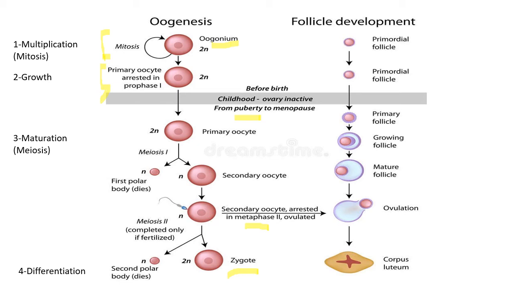So oogenesis has 3 phases in case there is no fertilization, and it has 4 phases in case there is fertilization. They are the multiplication or mitosis, the growth, the maturation or meiosis. And the 4th phase in case there is fertilization is the development of the zygote. There are 4 phases in case of fertilization and 3 phases in case there is no fertilization.